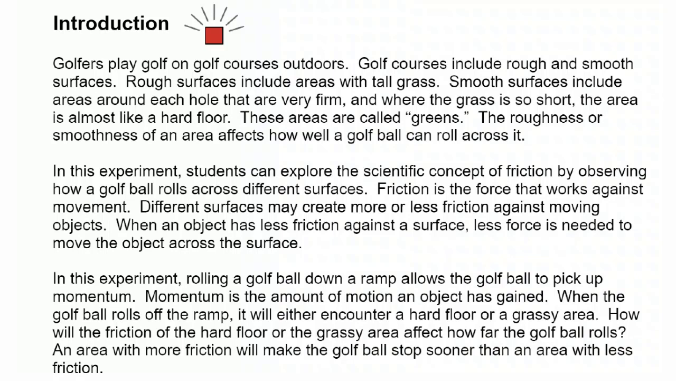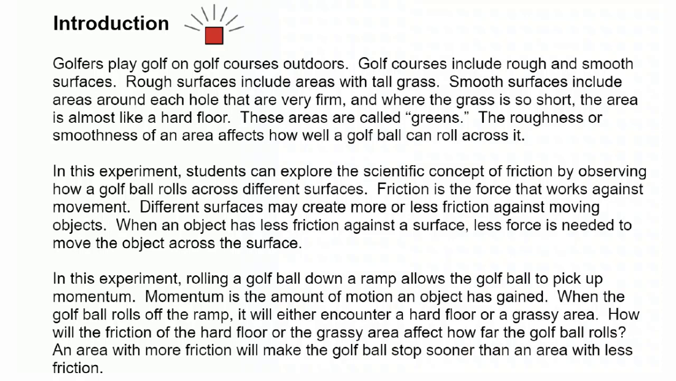What we're going to do is roll a golf ball down a ramp and see which surface allows the golf ball to go farther. In science, we try to only change one thing. We are only going to change what's called one variable. That way, when we measure, we know that it is just that variable that affects that measurement.